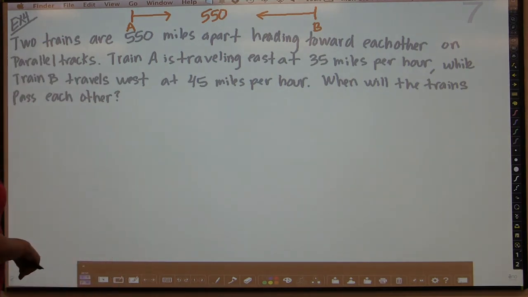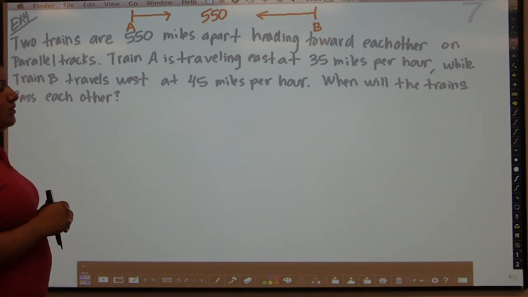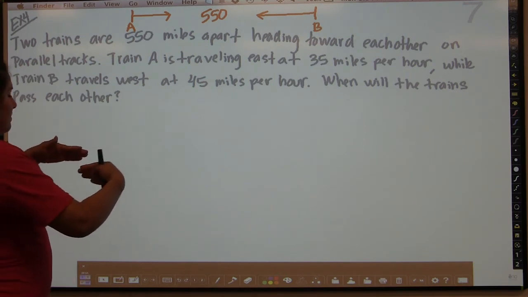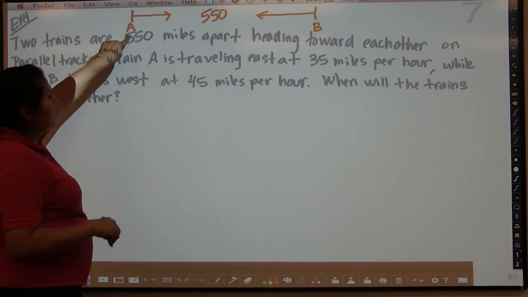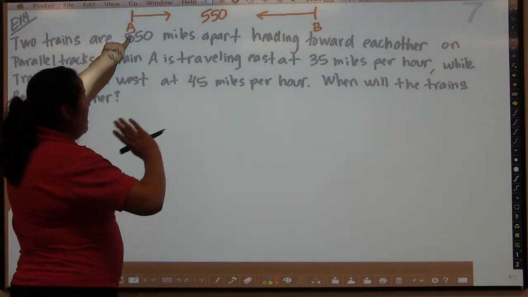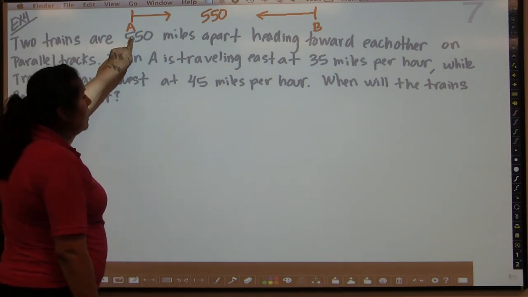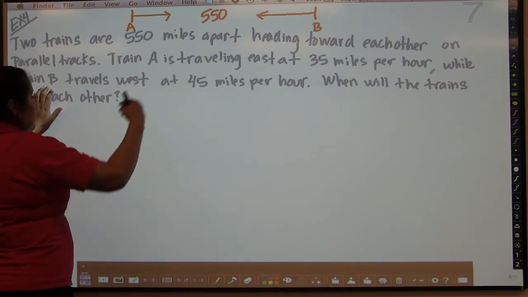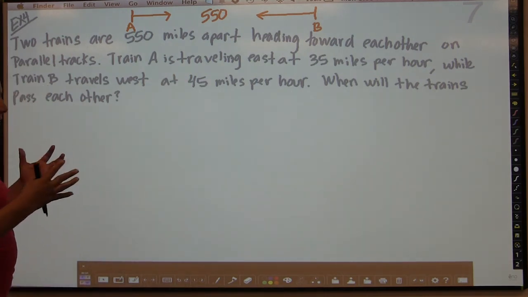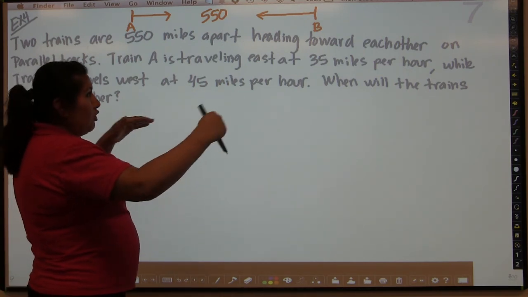But they are heading toward each other on parallel tracks. So they're not on the same track, because Lord knows we don't want those trains to crash, okay? They're on separate tracks, but they're parallel to each other. So here we go. It says train A is traveling east, so that's why we have it going to the right. It's traveling east at 35 miles per hour. And then train B, which is over there on that side, is traveling west. So east and west are opposite directions. Honestly, it doesn't matter which one you put east or west. It just matters they're going opposite directions.